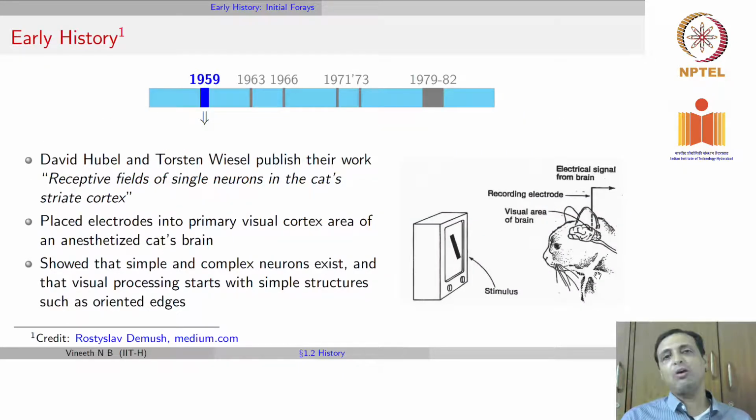The earliest history of computer vision was way back in the 50s when two researchers, David Hubel and Torsten Wiesel, published their work called Receptive Fields of Single Neurons in the Cat's Striate Cortex. They conducted multiple experiments to understand how the mammalian visual cortex functions. They inserted electrodes into a sedated cat and tried to see how the cat's neurons fire with respect to visual stimuli presented to the cat.